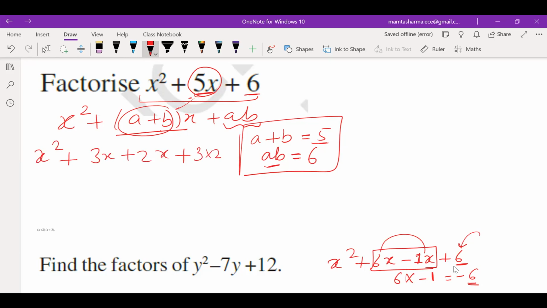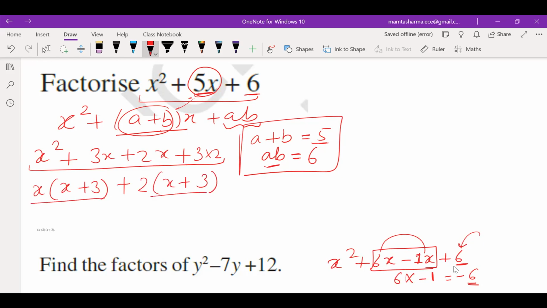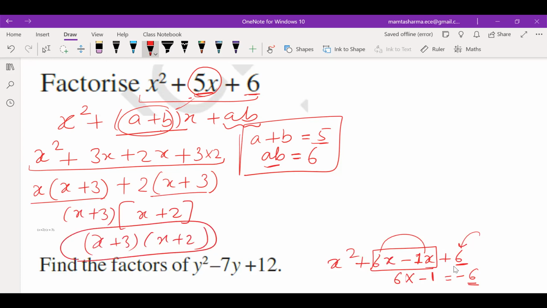So now there are 4 terms. Now you can apply the regrouping method. From the first 2 terms, you can take x as common. You will be left with x plus 3. From the last 2 terms, you can take 2 as common. You will be left with x plus 3. Now again you can take the common factor x plus 3 in both the terms, and you will be left with x plus 2. So x plus 3 and x plus 2 would be the factors of this expression.